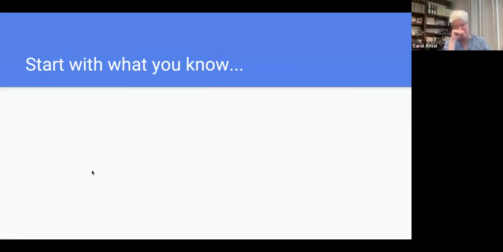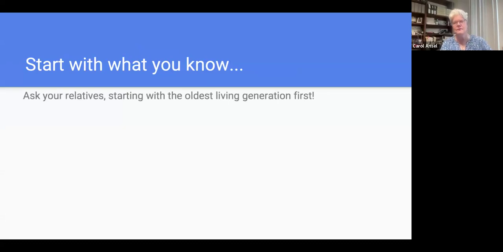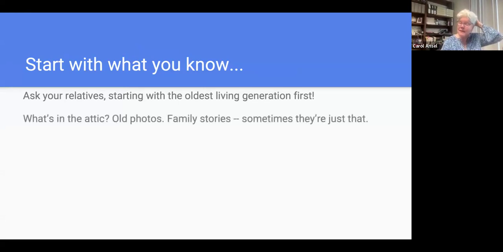Okay, so this is pretty basic, but start with what you know. You want to check in with your relatives and start with the oldest living generation first. I don't know if you're like me, but so many times I say, why didn't I ever ask my mother or my grandparents this question? I wasn't into genealogy earlier in my life, and the questions hadn't occurred to me. So if you are fortunate to still have a generation above you, make sure that you get the questions in now and see what they remember.